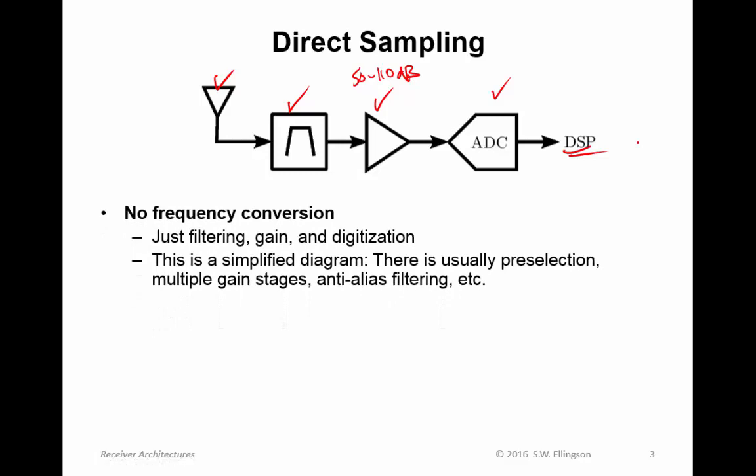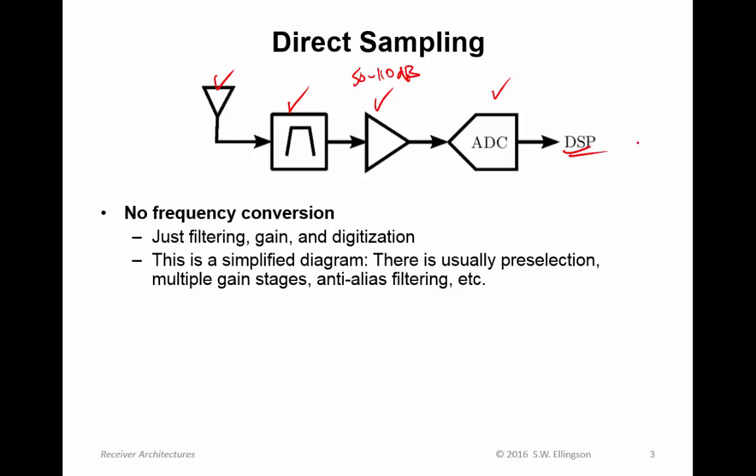So here there's no frequency conversion. There is just filtering, that is selectivity, gain, that 50 to 110 dB that it takes to get from a typical signal level up to the level that an A to D can productively digitize, and then the digitization itself.